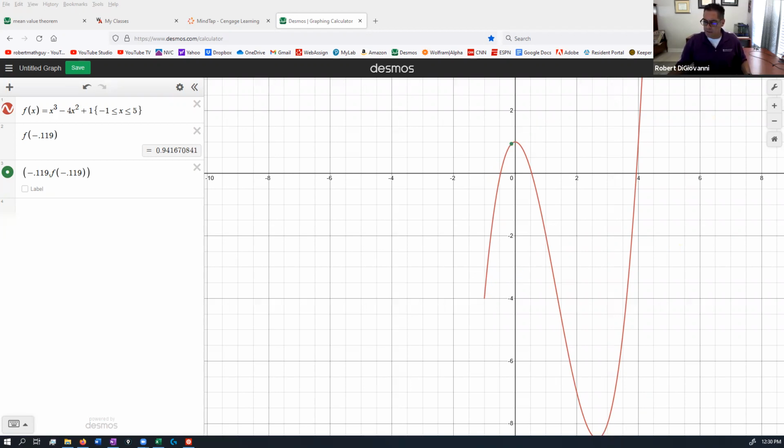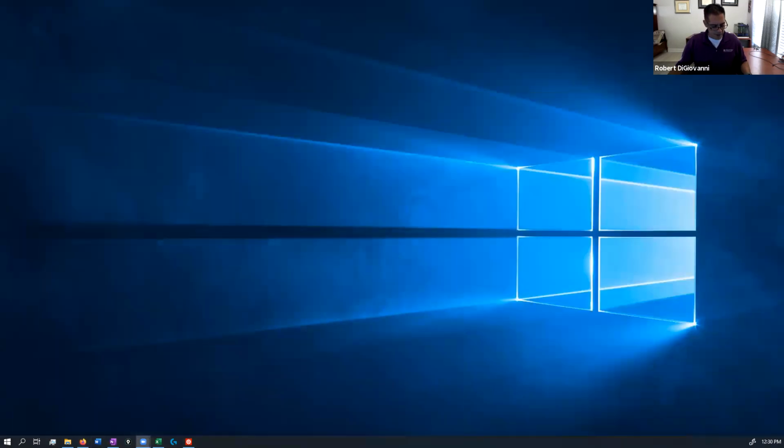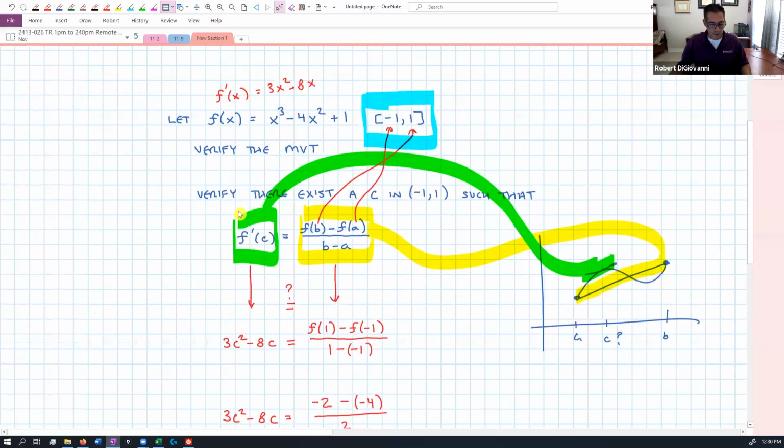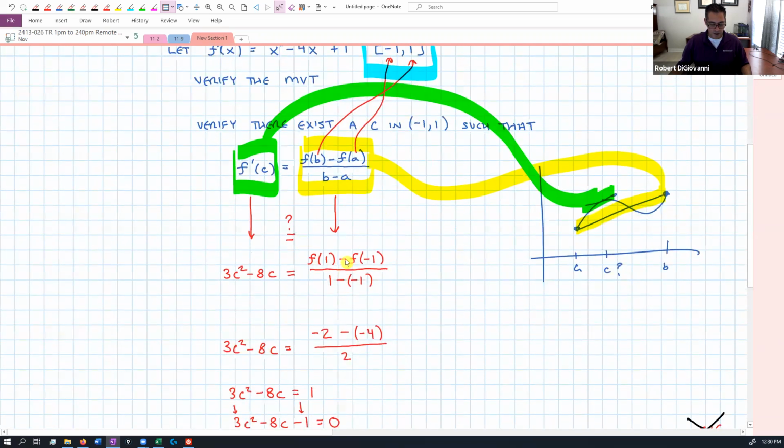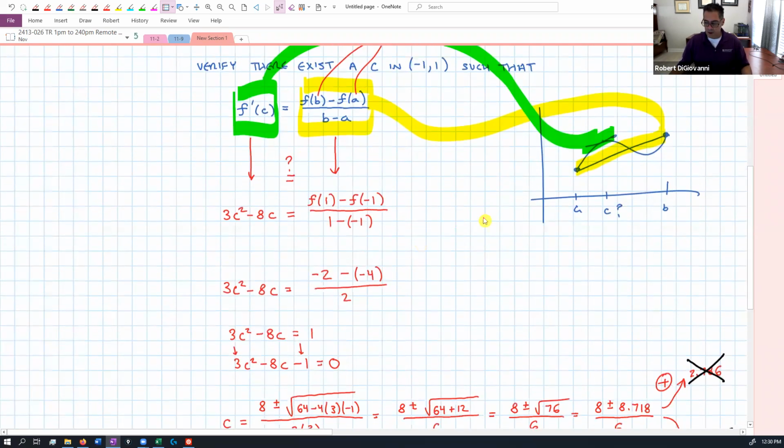All you're doing here, if you're verifying the mean value theorem, is taking the function, taking its derivative, plugging in c. Then you're figuring out this, which is just purely algebra. Plug the endpoints in, subtract, divide by the difference of the endpoints, set these two equal, and solve the equation.